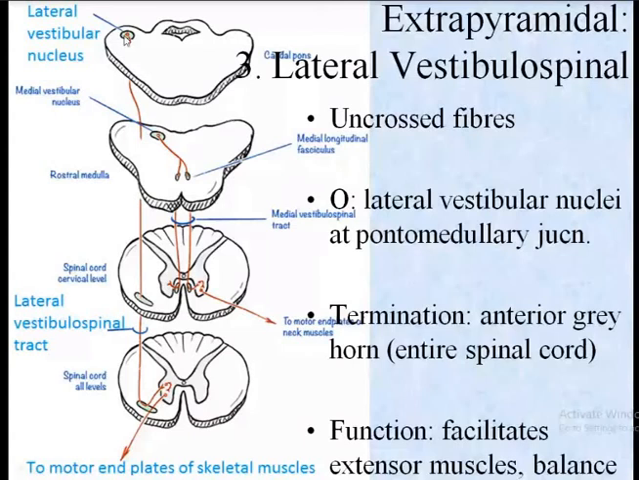down without crossing. It begins from the right lateral vestibular nucleus and relays down to the ventral horn of the right half of the spinal cord, the same side. So we can say it is an uncrossed fiber which originates from the lateral vestibular nuclei at the pontomedullary junction. Termination is the same thing, the anterior gray horn. And this lateral vestibulospinal tract runs through the entire spinal cord: cervical, thoracic, lumbar, sacral, and coccygeal segments. So it runs through the whole length of the spinal cord.